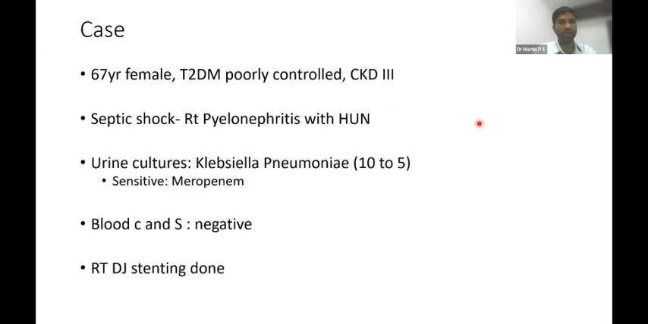So she was stabilized. She was treated with inotropes, appropriate antibiotics, and the culture results had come, which had shown that it was a Klebsiella pneumoniae, which was sensitive to carbapenem. She responded very well to treatment. She also had to undergo a right DJ stenting because there was right pyelonephritis with an HUN. For better drainage, a right DJ stenting was done, and the patient is in an improving trend.